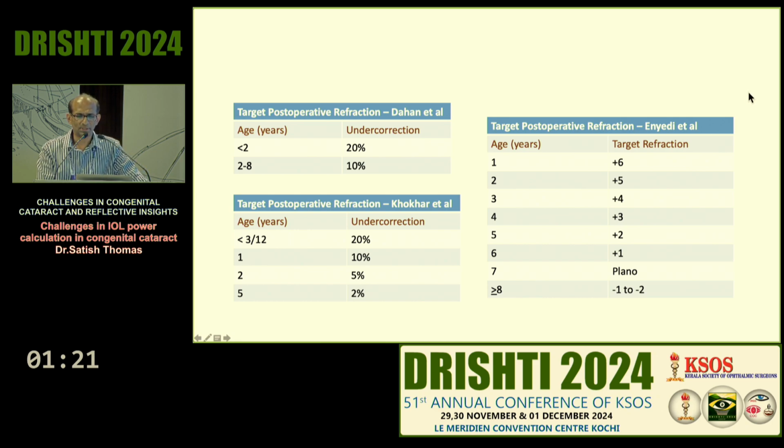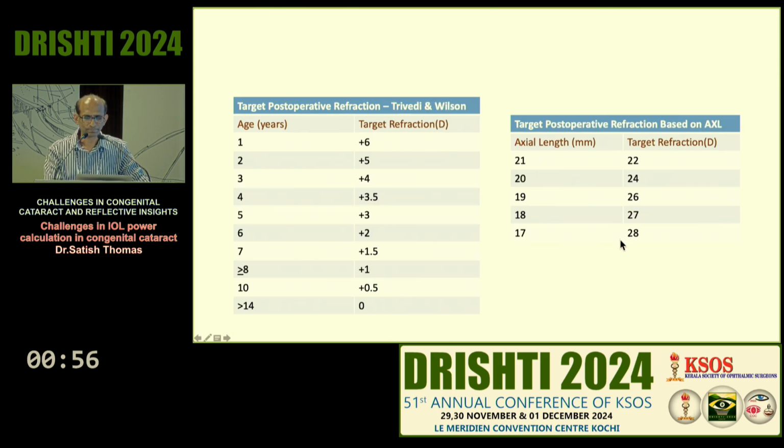The other recommendation for undercorrection is based on the absolute numbers by Enyedi et al. Here you have a rule of 7, where if the child is 1 year of age, then your target refraction is 7 minus 1, 6 diopters. At 2 years of age, 7 minus 2, 5 diopters, and so on. So that's the rule of 7.